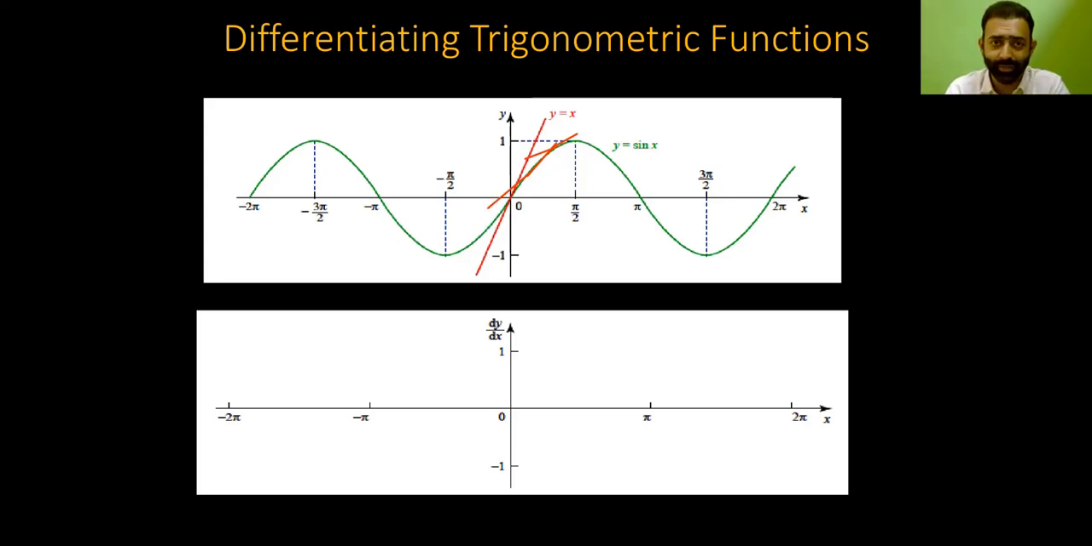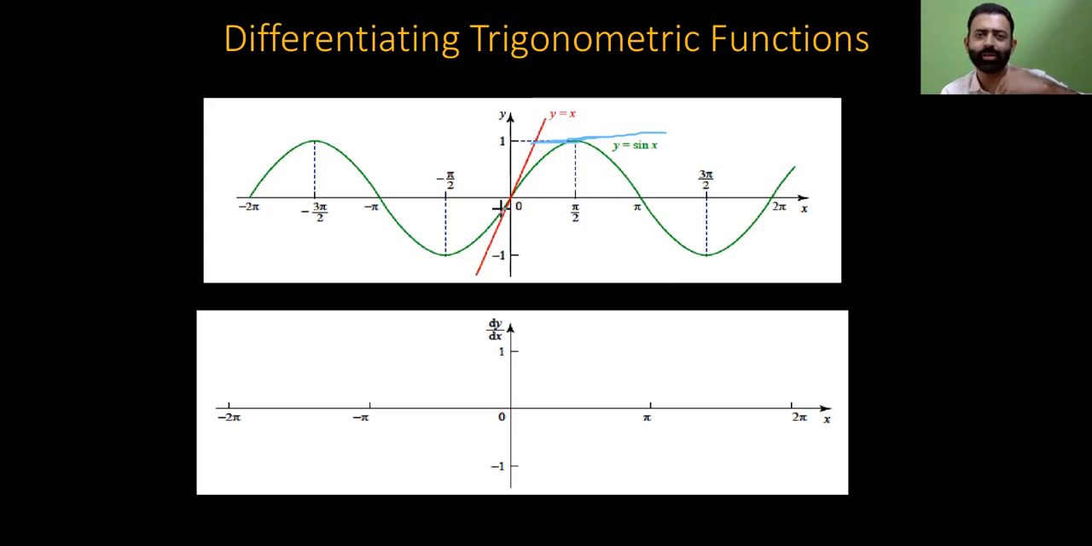In the graph, if I omit these tangents, let us draw the tangent at x equals pi by 2. This tangent will be horizontal, like this. So at x equals pi by 2, the gradient of the tangent is 0. This gradient function started from the value 1 at x equals 0, and it becomes 0 at x equals pi by 2.